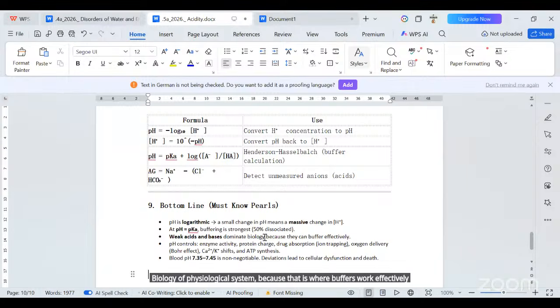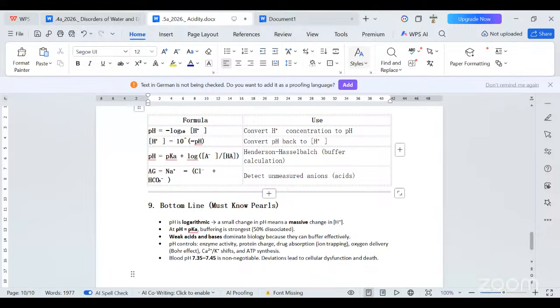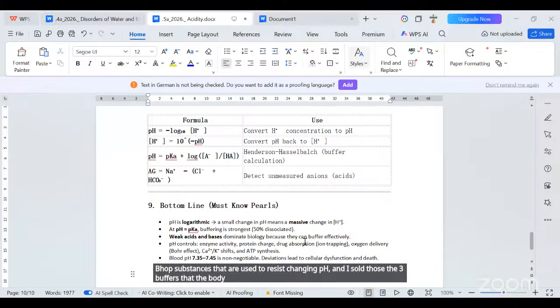I will say buffers. What are buffers? Who can remind me? What are buffers? Any substance that resists change in pH. Thank you, everyone. Buffers are substances that are used to resist change in pH, and I told us the three buffers that the body uses and the three types of buffers.